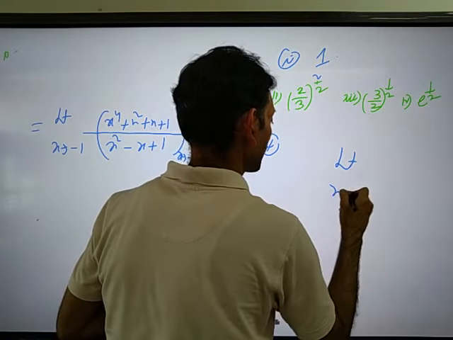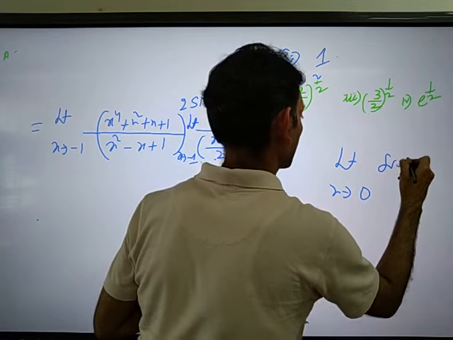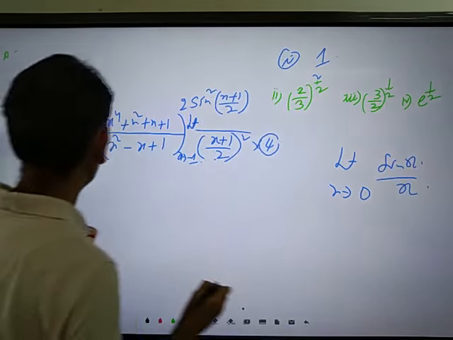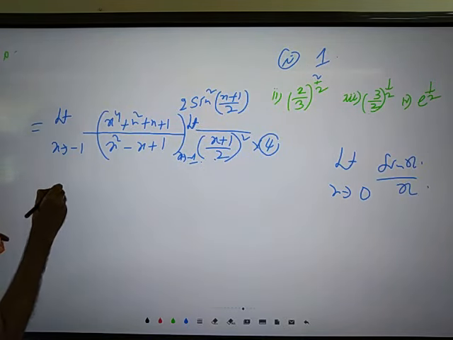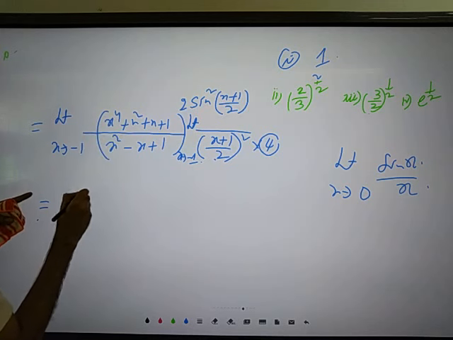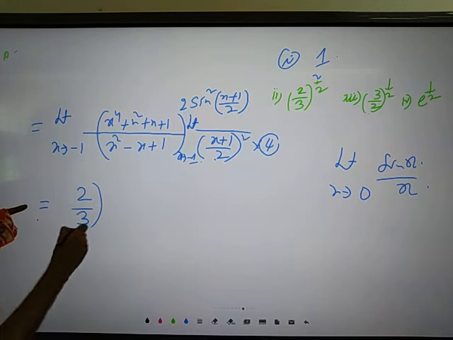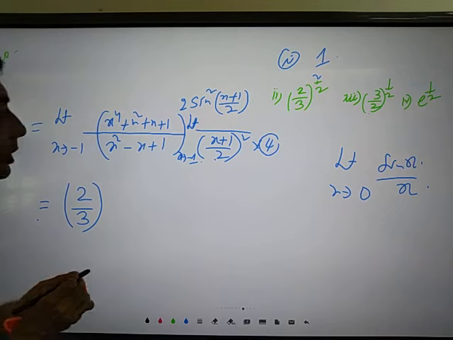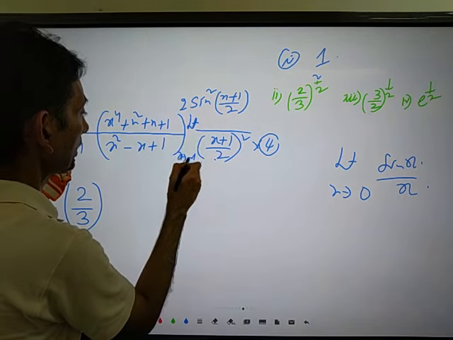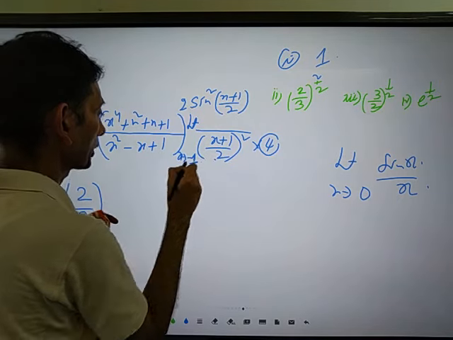So limit x tends to 0 of sin x by x. We are going to use this theorem now. Okay. Now if we take this limit, this one already have discussed. This is 2 by 3. Okay. Just we are going to 2 by 3. Now if we take limit x approaches to minus 1, okay, minus 1.